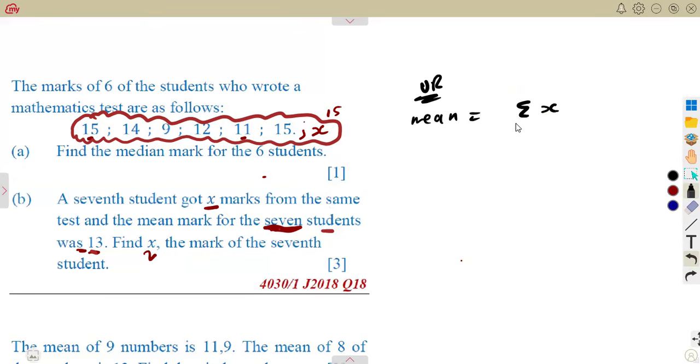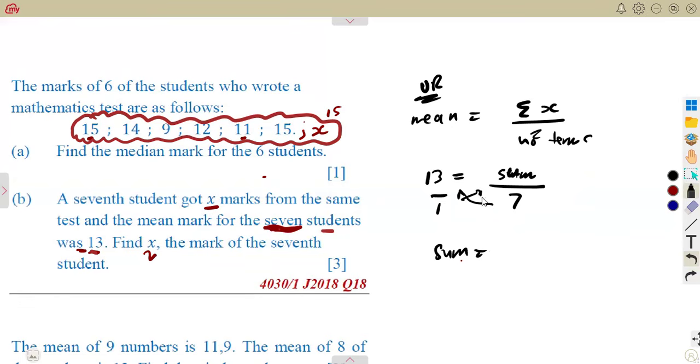I'm just going to write it like this, guys. Sum of terms over number of terms. They told us that the mean of these 7 numbers is 13. So 13 is equal to the sum, which you do not know, over the number of terms, which is 7. So what is the sum of these 7? Over 1, cross multiply. 1 times the sum. The sum is equal to 7 times 13. That's 13 times 7, which gives us 91.